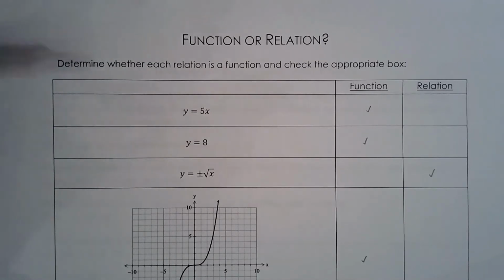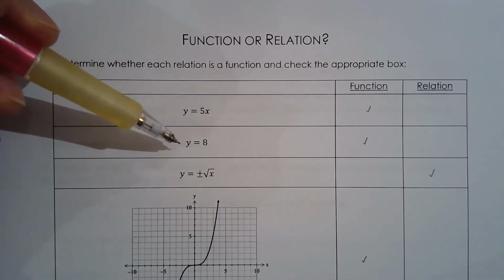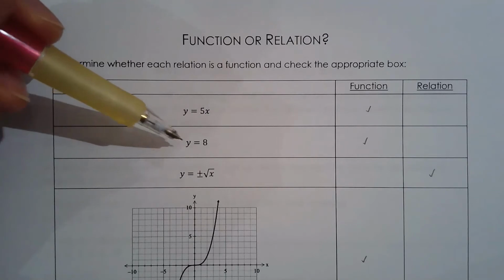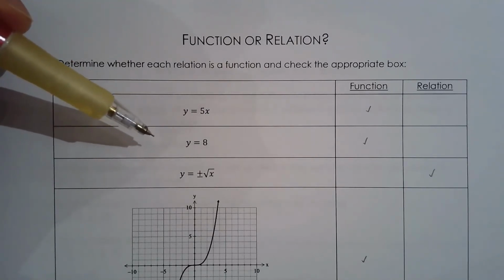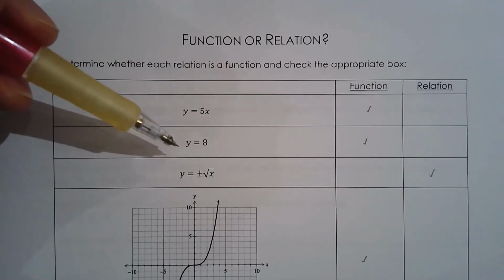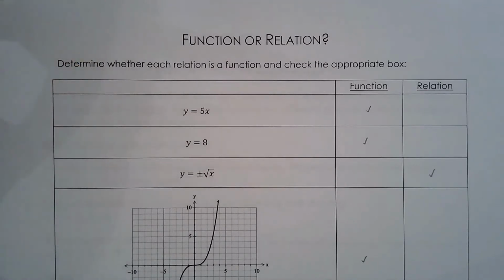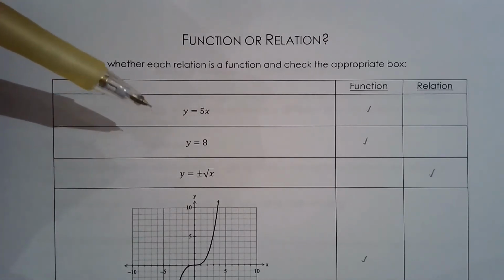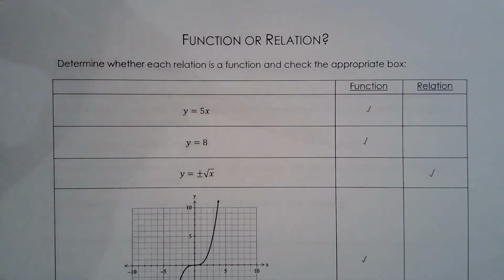Y equals 8, once again, you can graph this, it's a horizontal line, or you can just study the equation. In fact, this is a constant function. It's a constant function, which means, yeah, it's a function. Okay, it doesn't even matter what x is equal to.